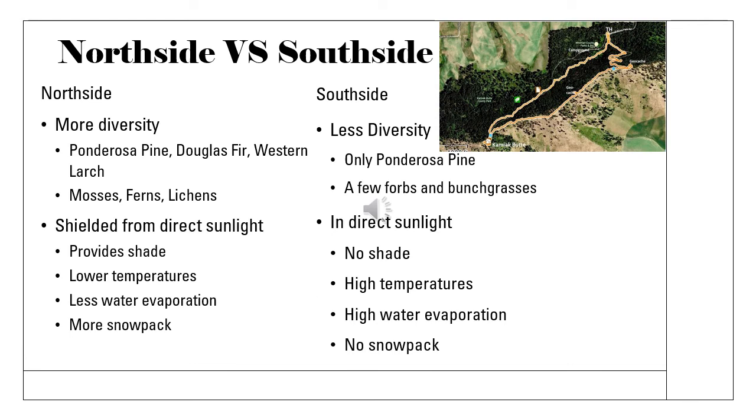The south side of Kamiak Butte has much less diversity, with ponderosa pine being the only tree able to survive the direct sunlight. Only a few forbs and bunch grasses can survive as well, making the south side appear more desert-like and barren. Water also has a harder time penetrating the soil since most of it is evaporated. The well-drained quartzite substrate also adds to the lack of water.